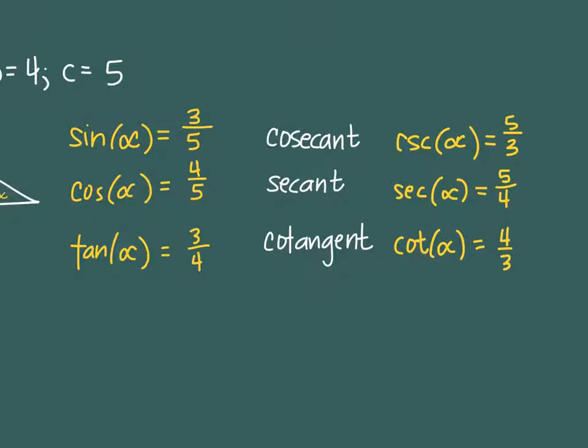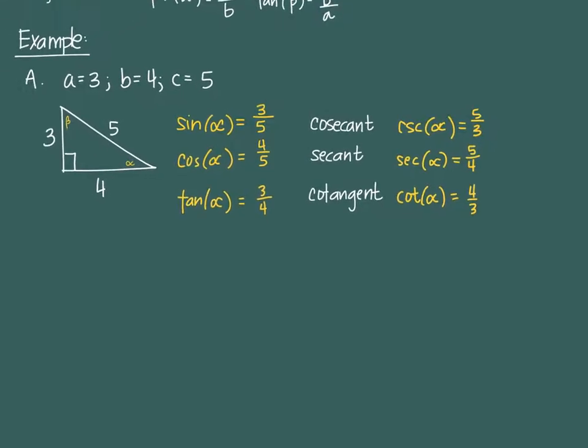So I always do my first 3 first. I do SOHCAHTOA first, and then I do my other 3, and I just flip. So there are 6 total in triangle trig. There's the 3 originals, and then there's the 3 reciprocals. Any questions so far on that? Okay, let's try another one.